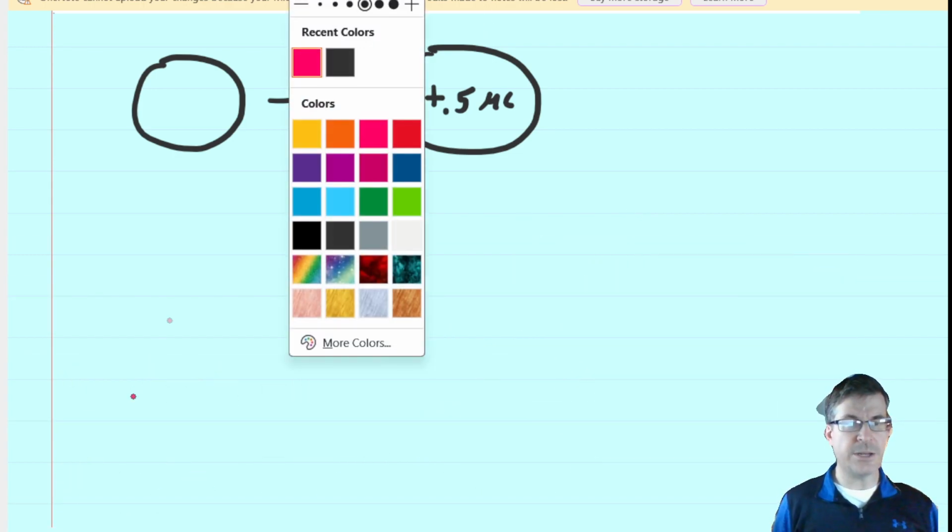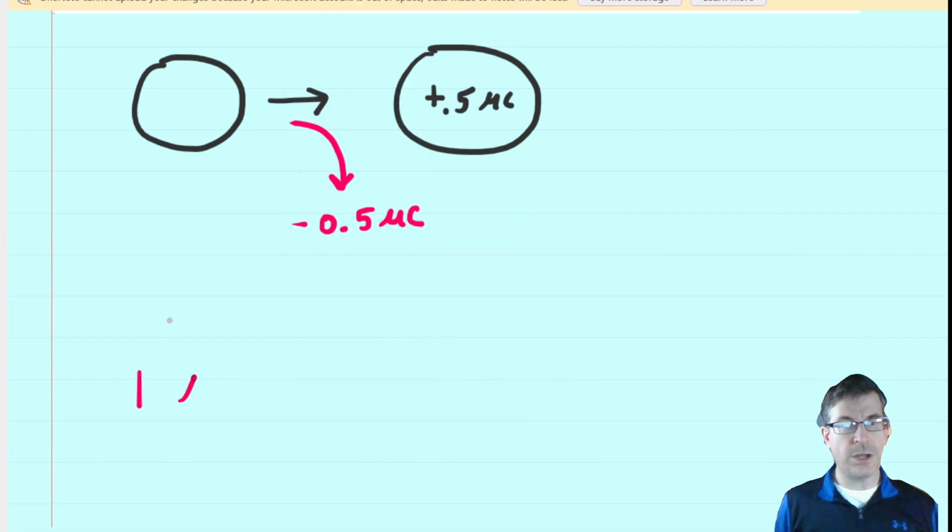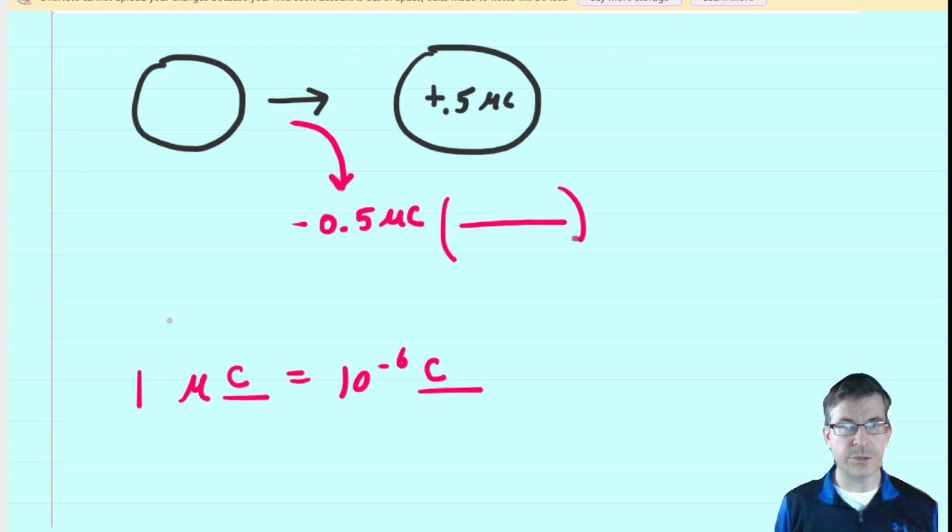Now we talked about nano earlier. It's worth saying that 1 micro of any unit is equal to 10 to the -6th of that said unit. So if you had 1 microcoulomb, you could say that that's 10 to the -6 coulombs. So let's use that conversion factor. You might want to pause the video, see if you can set up the conversion correctly. But hopefully we can see that we would put the 1 microcoulomb in the denominator and the 10 to the -6th coulombs in the numerator, because then the microcoulombs would cancel out.